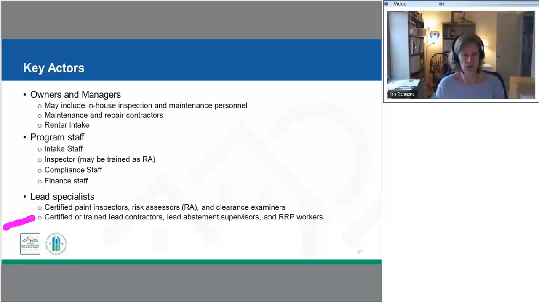You cannot just do an instant stick to see if it's clear or not. That's not allowed in HUD programs. So you do need to have a risk assessor or a lead-based paint inspector or a clearance technician do a full clearance exam of that area. All right, so let's look at question number 3.